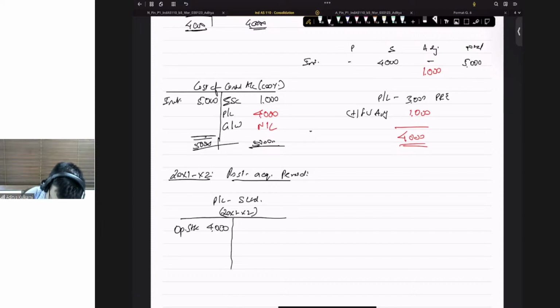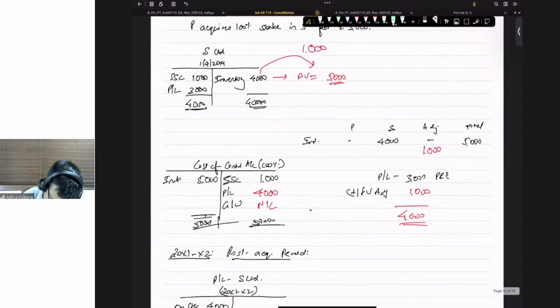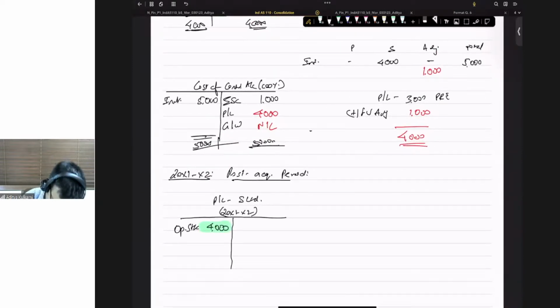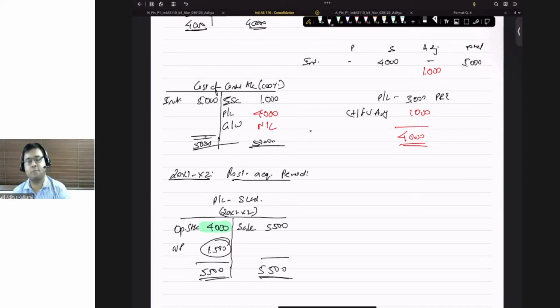The same stock of 4,000 is brought forward as opening stock. This stock is sold for 5,500. So therefore, it is having a net profit of 1,500. I am keeping it very simple. Forget other expenses, forget everything. So in the post-acquisition period, S Limited has made a net profit of 1,500.